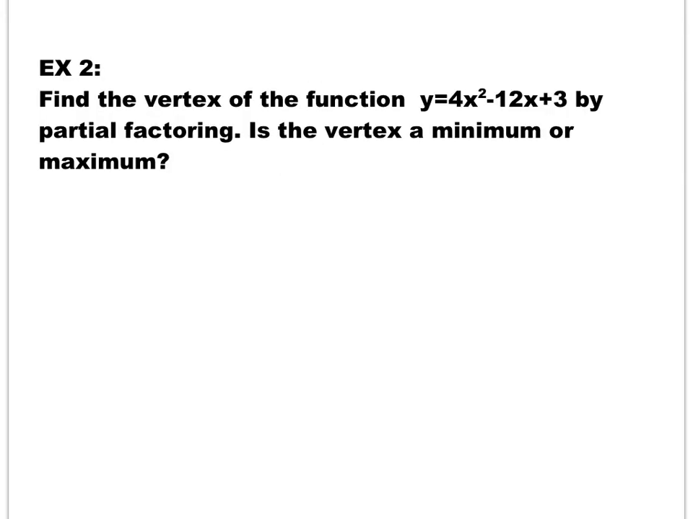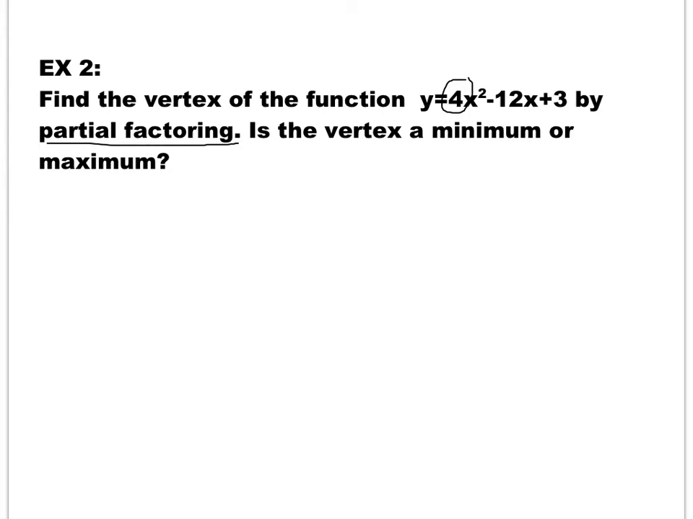The next question asks to find the vertex of the function y equals 4x squared minus 12x plus 3 by partial factoring, which I'm going to explain to you what exactly it means. And the question is, is the vertex a minimum or maximum? The second part of the question is simple to answer because the leading coefficient 4 is positive, so the parabola opens upward, so the vertex is a minimum.